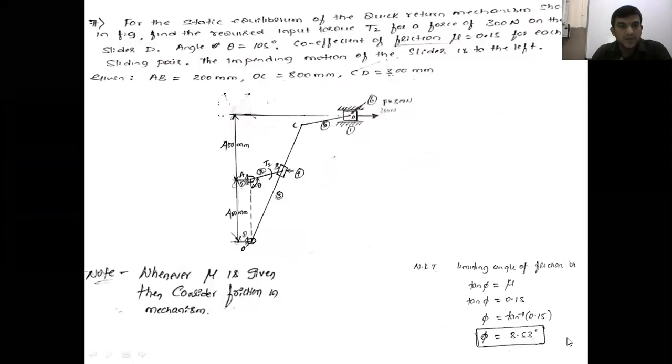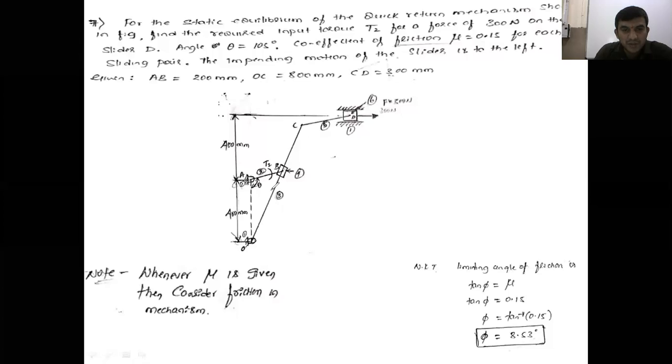The given mechanism is a slider crank mechanism, right? The link AO is a fixed link. AB, link 2, is a crank. It undergoes a complete rotation. That's why a link that undergoes complete rotation is named a crank.